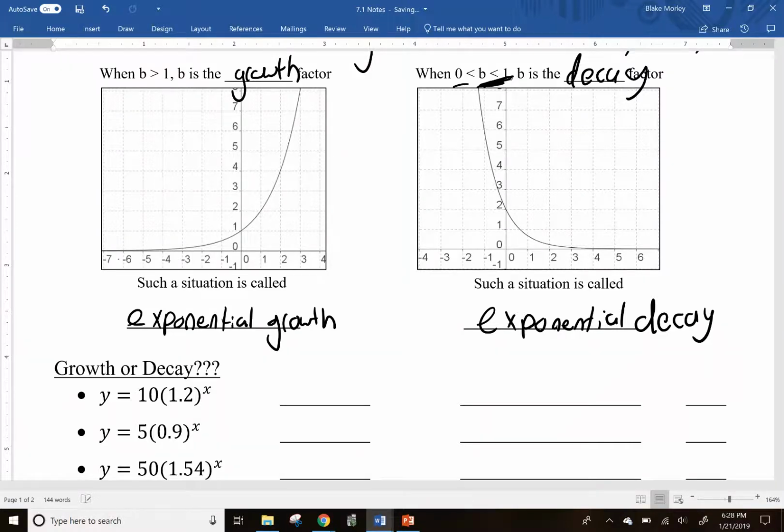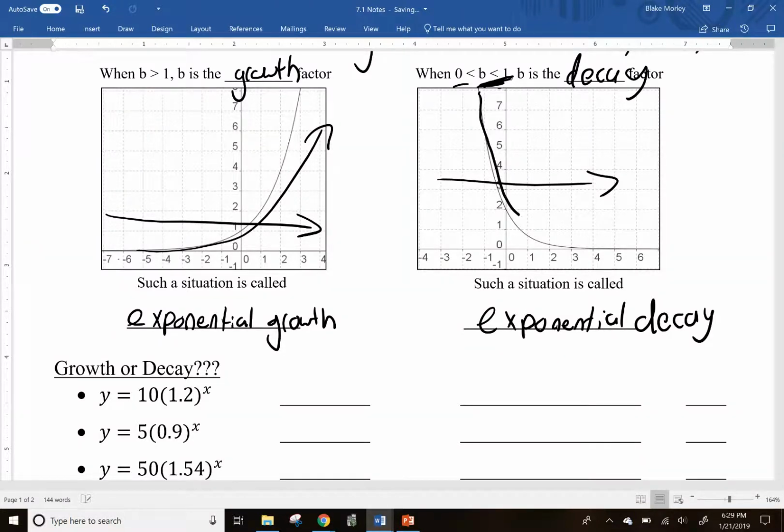And as you can see, it's kind of the opposite of growth. As you go left to right, growth was getting bigger, right? It was increasing. But if you go left to right here, our values are decreasing. They're getting smaller and smaller and smaller.